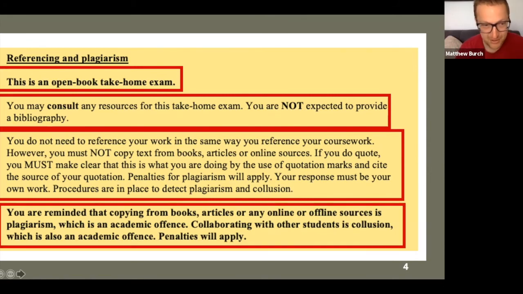Okay? And this is just a reminder. This is what plagiarism is. You copy things from books, articles, any online or offline sources, including things that I say in the lecture. If you copy those things word for word, that's an academic offense. Just put them in quotations.